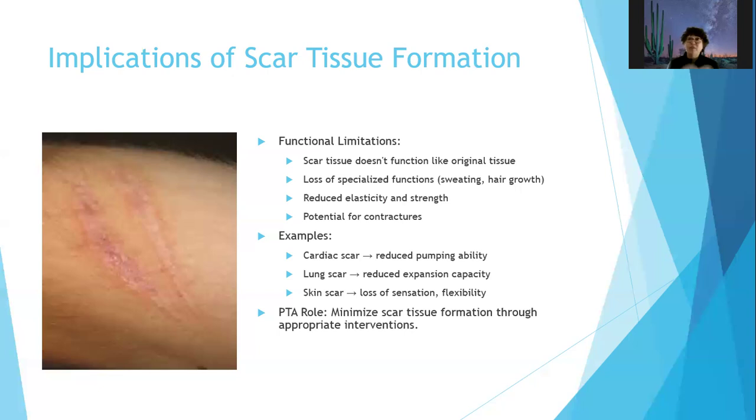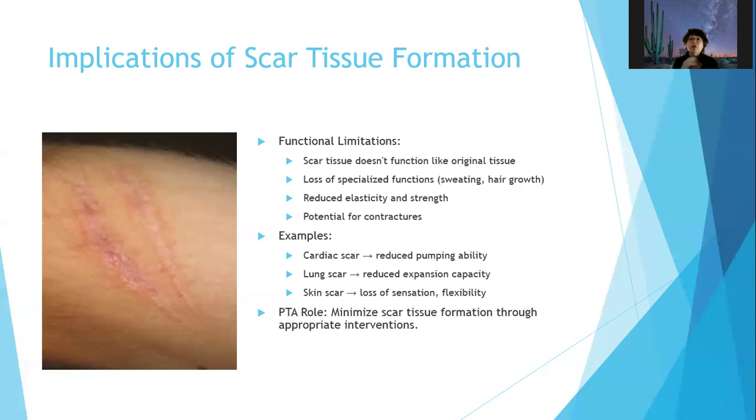And with a new scar, you have to be careful to make sure you have it covered or you have sunscreen on it because it also doesn't have the cells that are going to respond to UV light to protect it, melanin cells, in other words. It has reduced elasticity and strength, and there's a potential for contractures. We can, with PT interventions, minimize scar tissue formation if we do it appropriately, and we will learn about that.